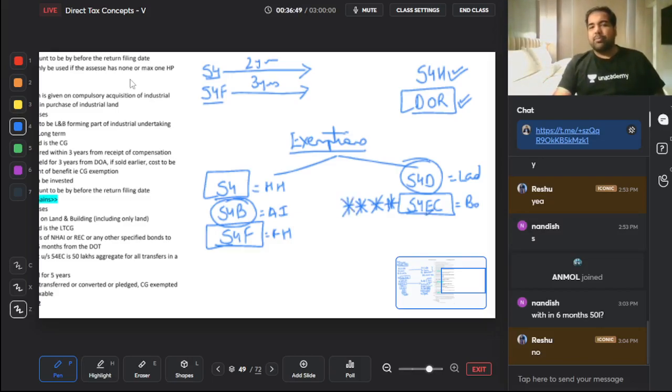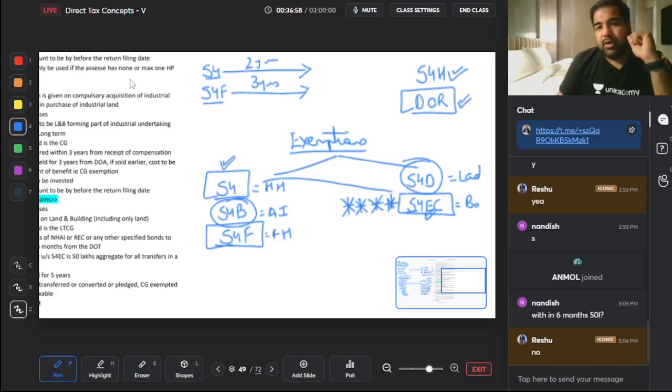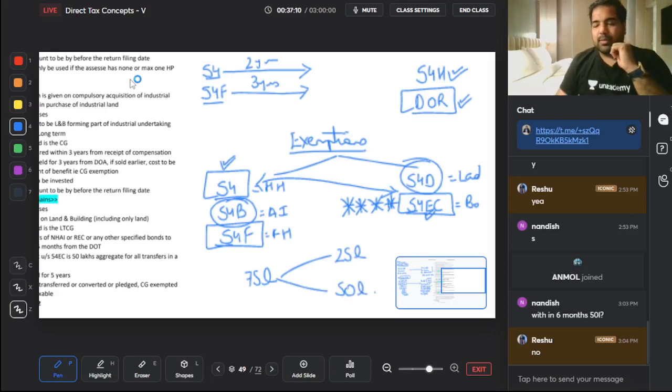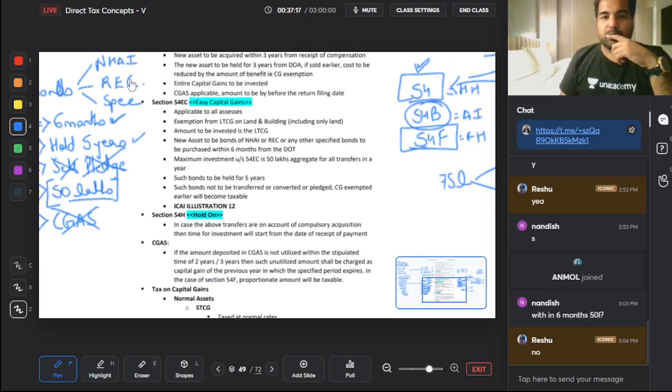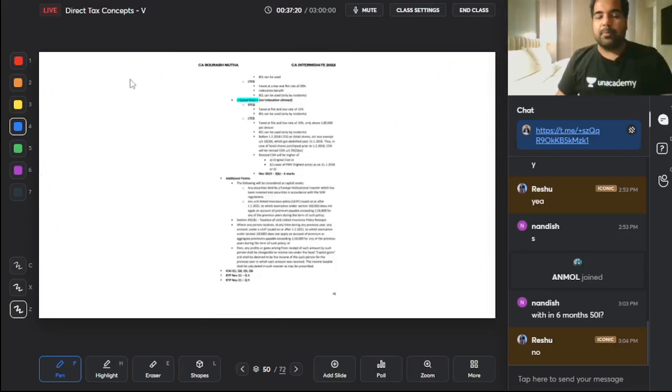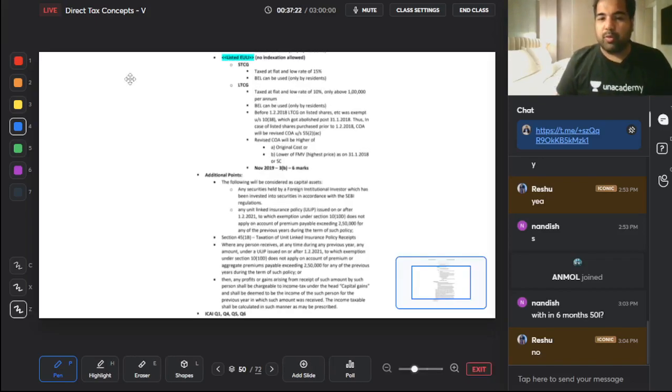So 54EC is an exception, but guys, 54EC is something that you do with other sections. Example, 54F and 54EC you can do together. I can sell one house, I can have gains of 75 lakhs. Out of that, I can buy a new house worth 25 lakh and I can invest in bonds worth 50 lakhs. Guys, this is a very, very important concept that we just understood. Now, over to the next slide, the last part of capital gain before we go to the questions.